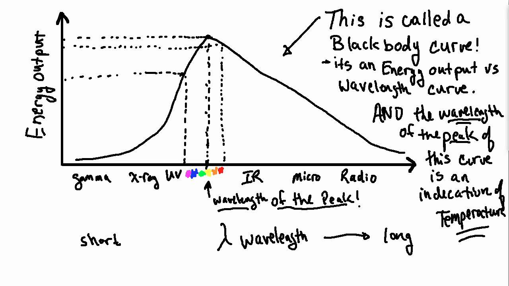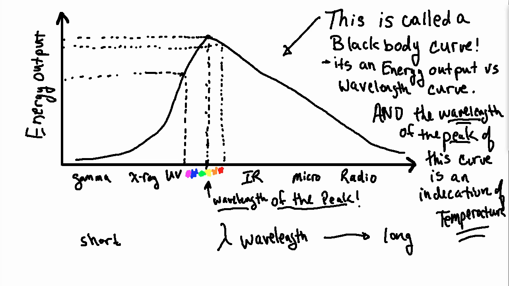So the way in which we will make comparisons between temperature of objects when we see light curves like this is we will look at where the maximum energy output is, or peak, and then we'll look down to the wavelength axis and identify which wavelength the peak is happening at. And the wavelength of the peak will be an indication of the object's temperature.